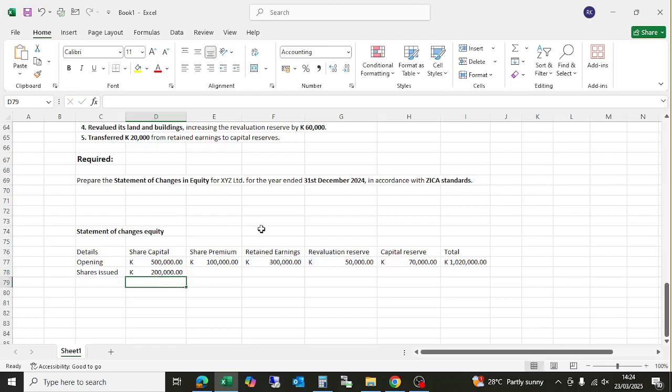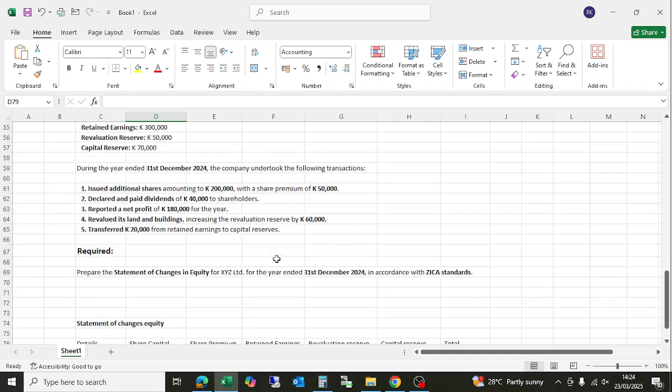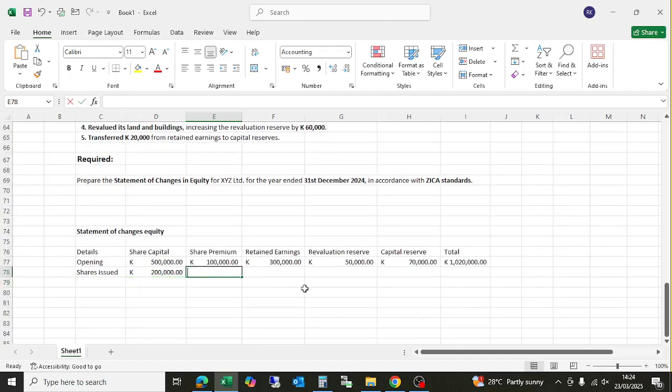So we'll add the 200,000 to our share capital because we have an additional number of shares that we have issued for our business. It increases our share capital. We have new shares that we have sold to the market. So our share capital will increase by 200,000 kwacha. All right, and then they're saying with a share premium of 50,000 kwacha. So we have an additional share premium of 50,000 kwacha, which we are supposed to add here on the share premium.